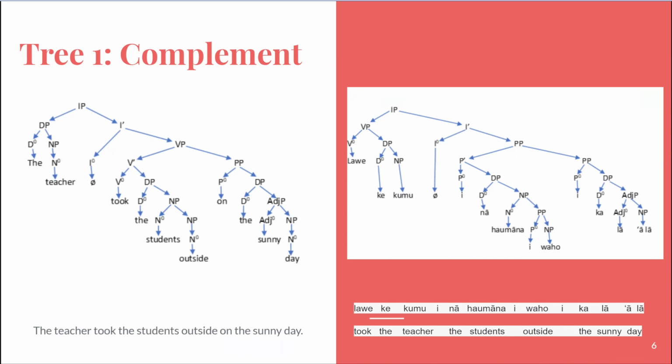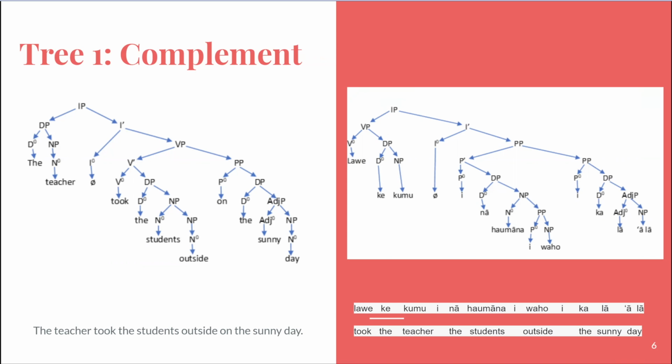So to do a breakdown of the English sentence first, "took the students outside" is the complement of the sentence. So the DP, the students outside, is sister to the verb took. And then the PP phrase, on the sunny day, is an adjunct to the verb phrase took the students outside.